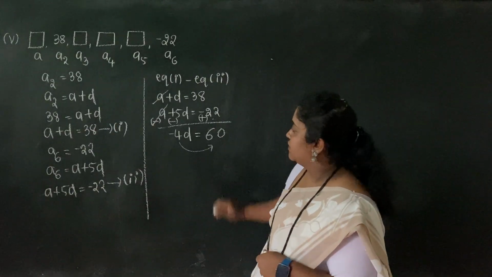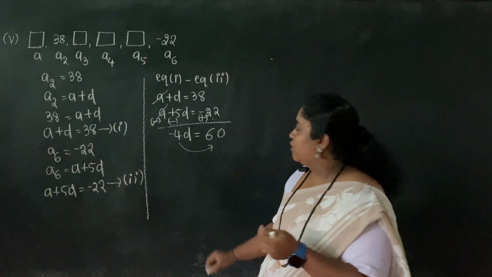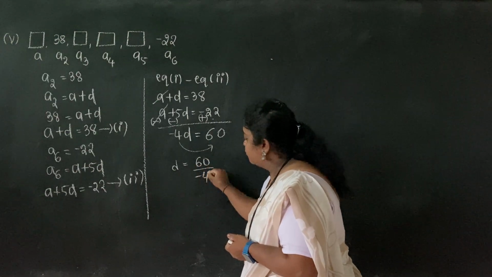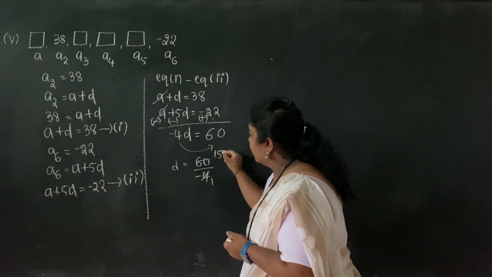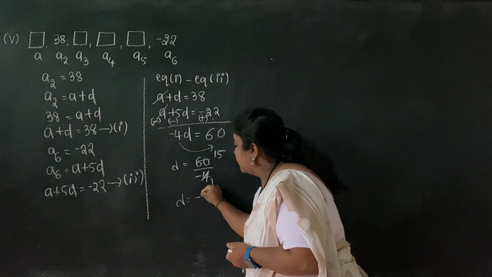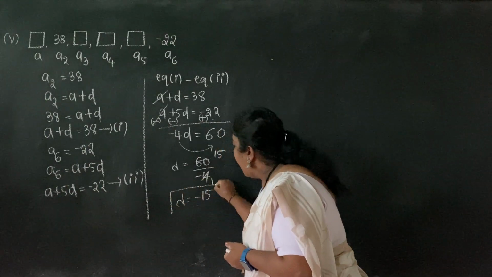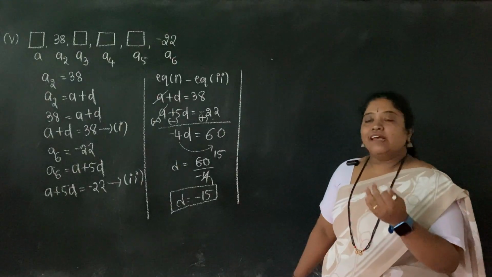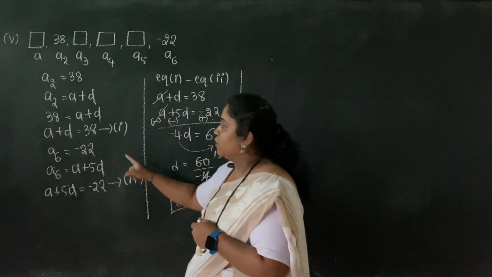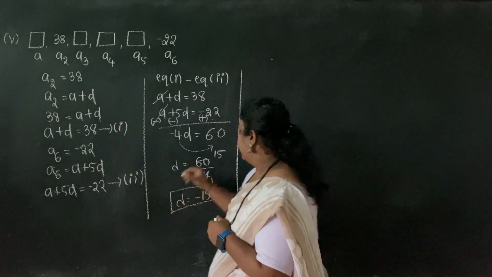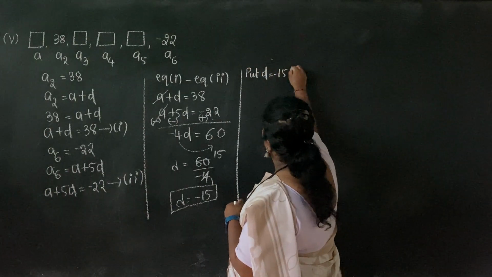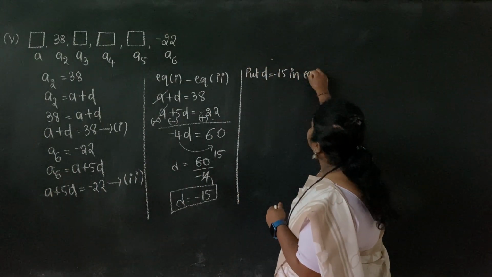Okay, I'll bring 4 to this side. Multiplied 4 will become division. So D is equal to 60 divided by minus 4. 4 ones are 4, 4 fives are 20. So negative sign is there. Do not forget to keep the negative sign. I got D value as minus 15. Isn't it? Once I got the D value, it is easy for me to calculate the A value. Okay, now what I'll do, put D is equal to minus 15 in equation 1.